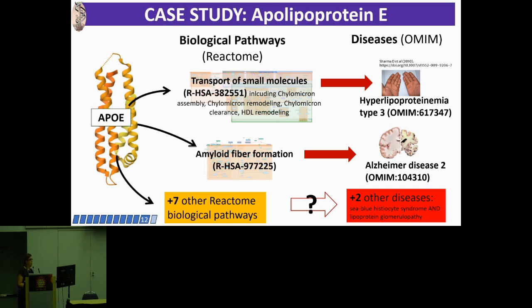But this protein, and in particular the variant 4, ApoE4, has been associated with Alzheimer's disease of type 2, which is a specific type of Alzheimer's disease with a late onset. And recently, this protein has been associated with the Reactome pathway of amyloid fiber formation. And so this association may help in explaining the mechanisms of disease onset. And what is of great interest is that this protein is still associated with 7 more Reactome biological pathways and with 2 more diseases. And maybe further studies in this direction will help in relating the biological pathways to the disease mechanisms.